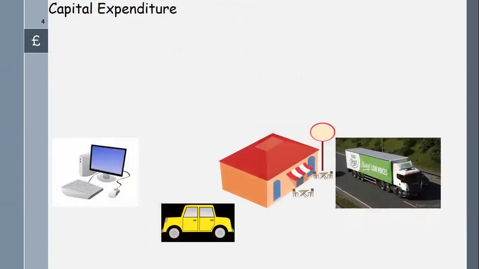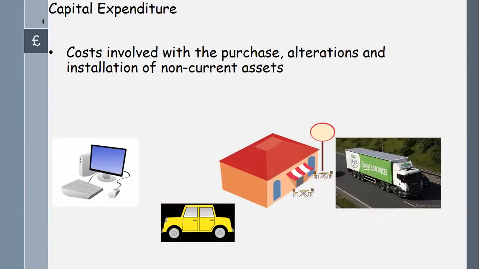Whereas capital expenditure is more long-term. This is when we spend money on non-current assets, so either purchasing them, improving them, installing them, or getting them delivered to us. So it's all to non-current assets. Now this is the bit where we get tricked in exam questions.